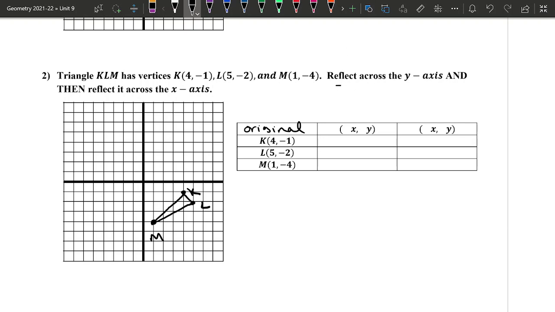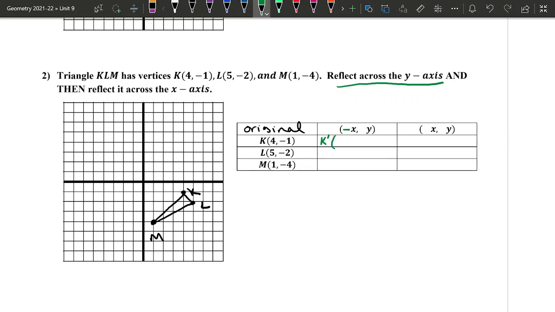It says to reflect across the y-axis. So the first transformation is a reflection in the y-axis. If you look at your formula sheet, when you reflect on the y-axis, the y value stays the same, but the x changes sign. So the rule is (x, y) becomes (-x, y). I'm going to take my original values and change the sign of x. And that's going to give me the first change.